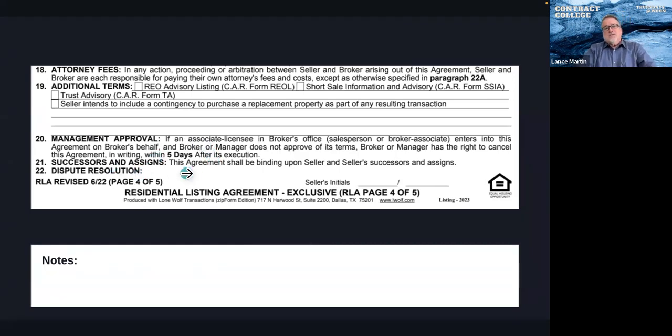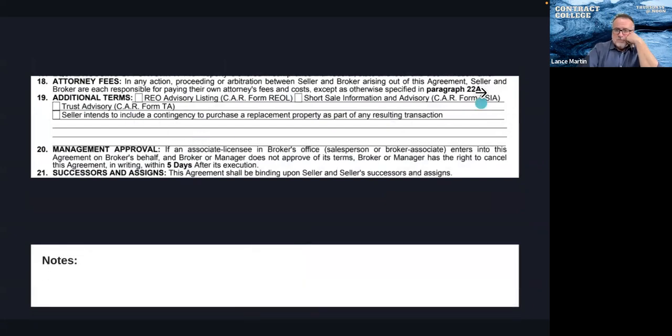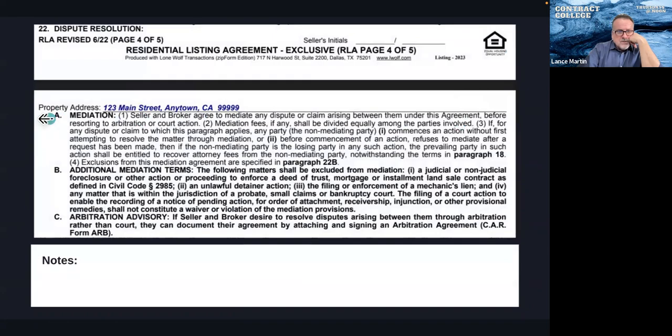Successors and assignees, this basically means if the seller dies, or says, hey, I'm going away, I'm gonna let my brother handle this, whoever the successor or assignee is, this listing agreement is bound. They're bound by it. Dispute resolution, end of paragraph 4, top of paragraph 5. Oops. Wait a minute. Did I get something out of order?